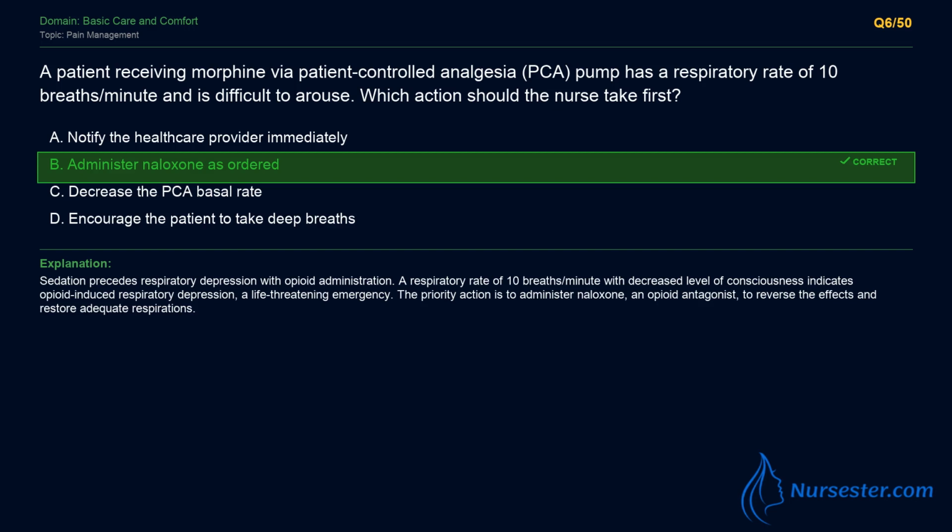Sedation precedes respiratory depression with opioid administration. A respiratory rate of 10 breaths/minute with decreased level of consciousness indicates opioid-induced respiratory depression, a life-threatening emergency. The priority action is to administer naloxone, an opioid antagonist, to reverse the effects and restore adequate respirations.